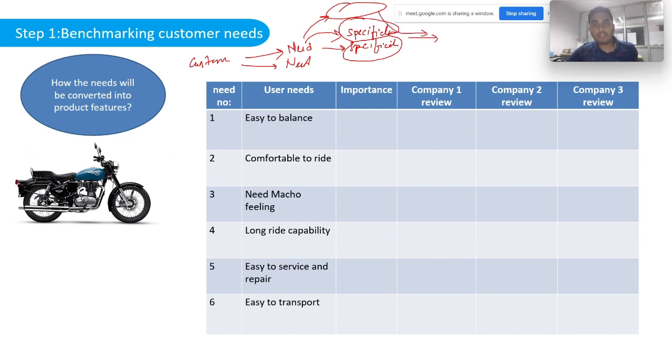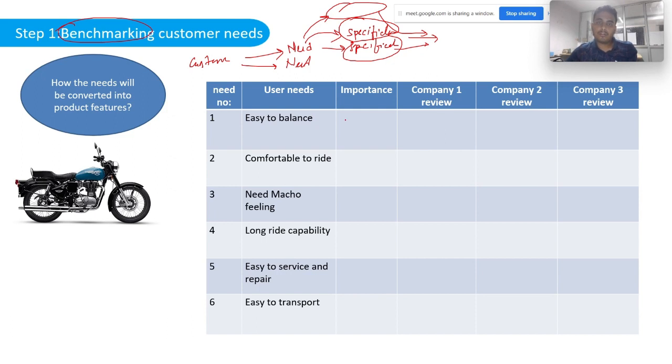For that we do something called benchmarking. Do you know what benchmarking is? Benchmarking, in my view, I don't know the exact meaning, but I guess it is a ranking system, how one need is more important than the other needs, maybe.